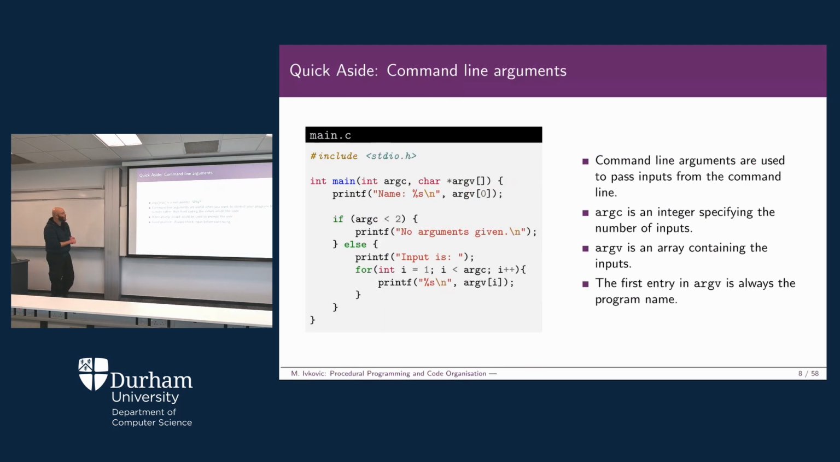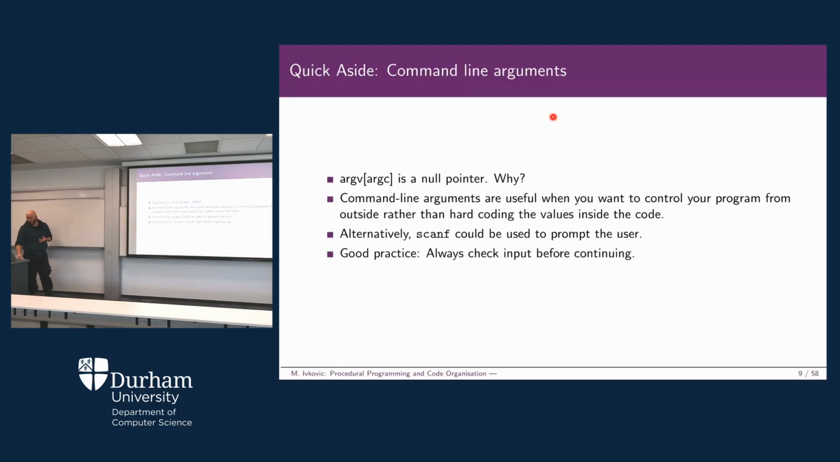Usually I'd ask the audience right now why the argv array ends with a null pointer, but today I'll just answer it for you. The answer is that at argc you have run out of arguments. You have no more arguments left, so that always has to be a null pointer because there's nothing there.